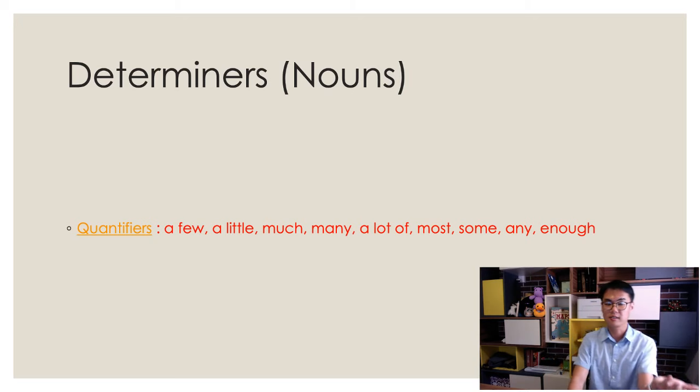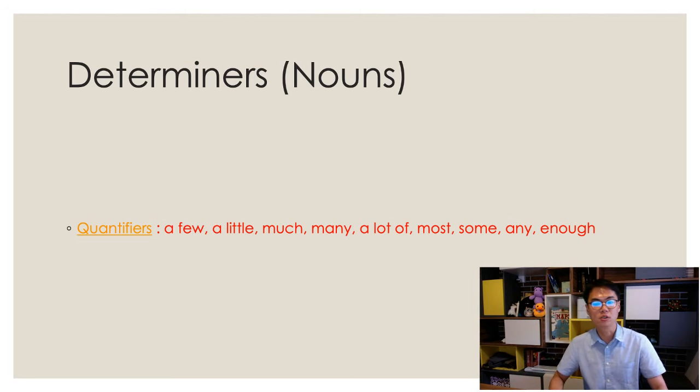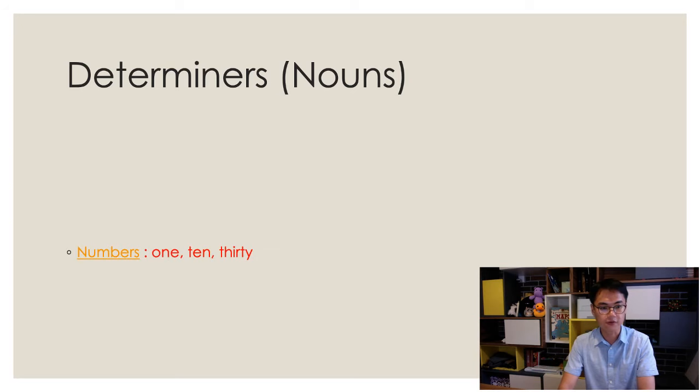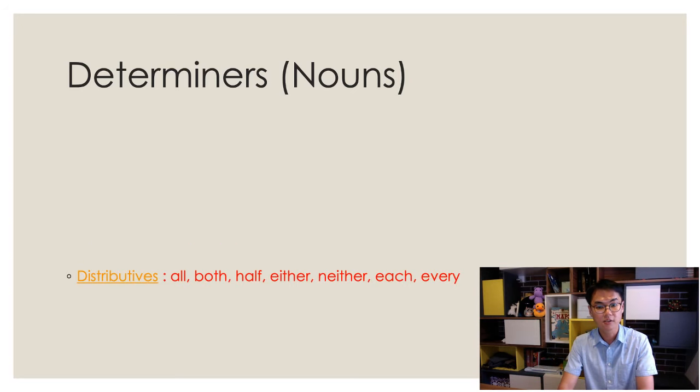Quantifiers, this is something that we're very familiar with. All of these words also function as determiners. So a few cats, a little sugar, many durians, a lot of students, some people, anybody, enough people. These are all words that tell you the quantity of the noun. It tells you the number of the noun. So instead of saying 5 people, I can say a few people. Instead of saying 6 grams of sugar, I can say a little sugar in the recipe. So these are also examples of determiners. Numbers are also determiners, like I mentioned.